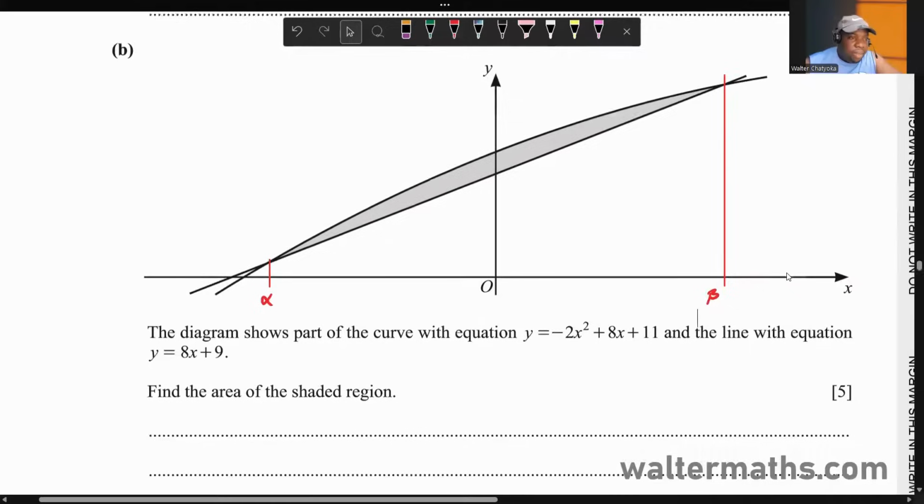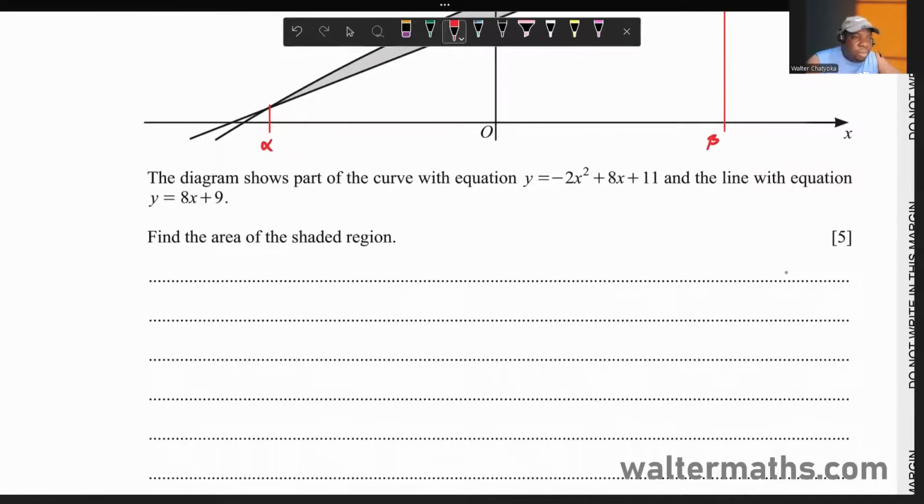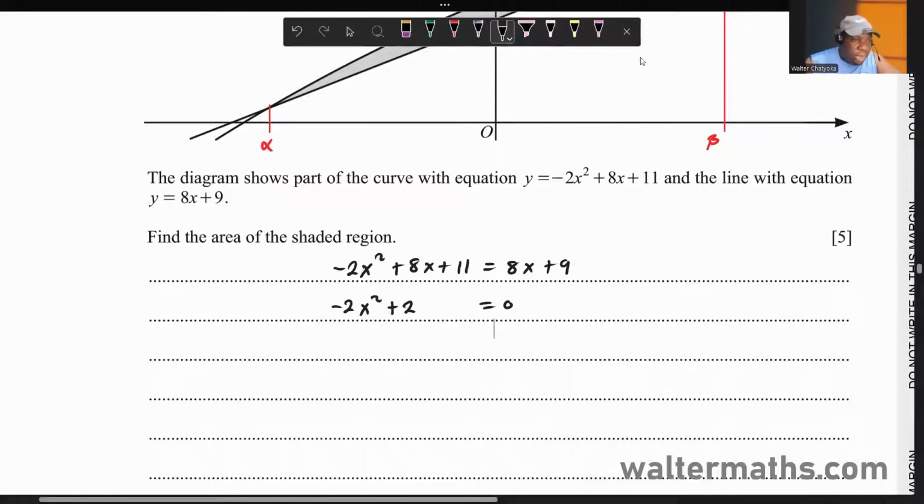Okay, so we will solve them simultaneously, all right? We'll equate them. -2x² + 8x + 11 = 8x + 9. So -2x² + 2 = 0 if we move everything to one side, which means that x² = 1. So x = ±1 if we solve this equation like I've just done.